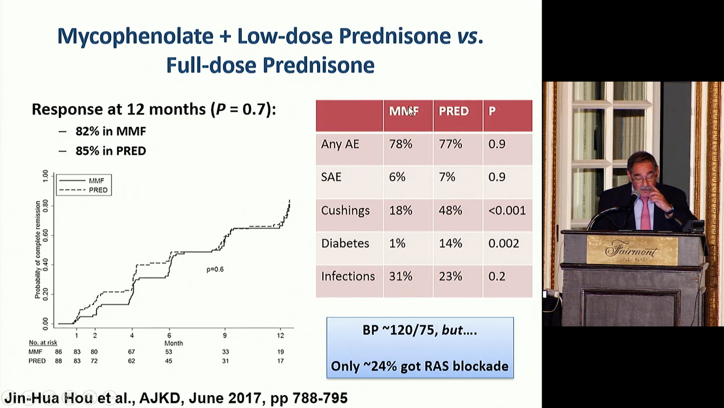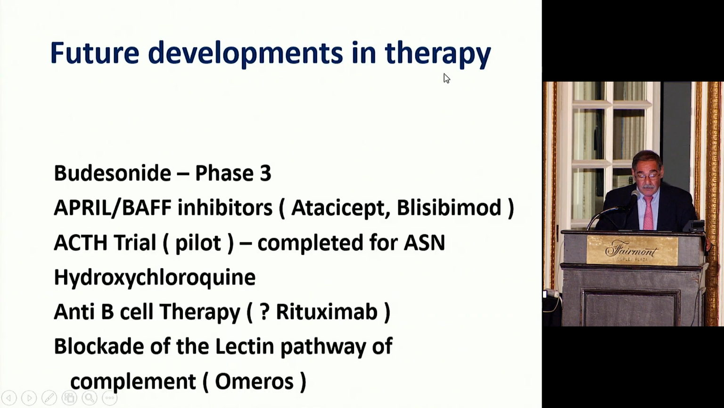There is one more recent study, which I gave you more data on in the syllabus. It looks at mycophenolate and very low dose steroids versus a full dose of steroids. And what they found was the results were exactly the same if you followed them out over a year. Adverse events were the same, but getting cushingoid was in the high dose steroid group. Diabetes was much higher in the high dose steroids. Infections were about the same though. So again, this suggests there may be a role for mycophenolate, maybe with lower dose steroids. Again, it's not the first line drug, but as a backup.